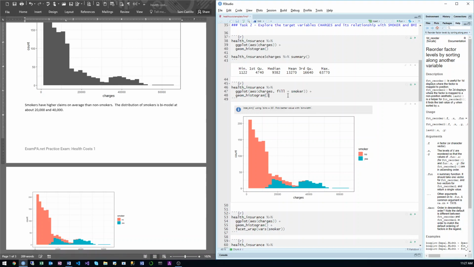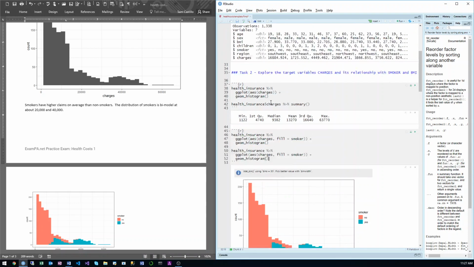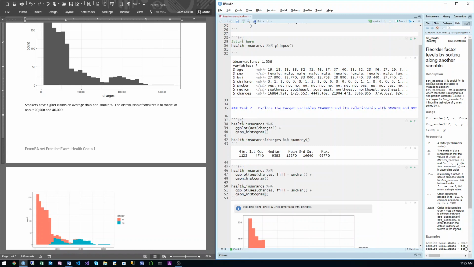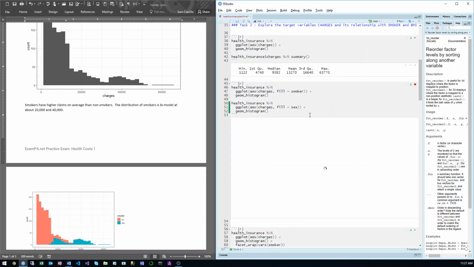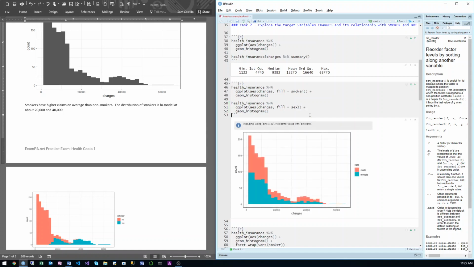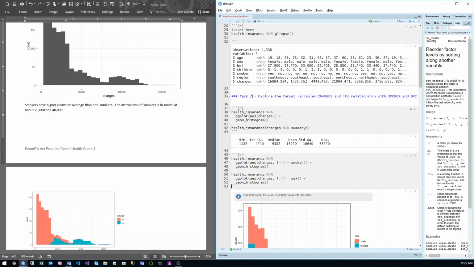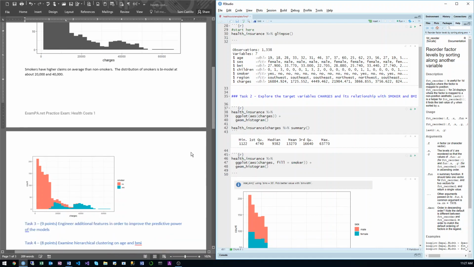I wonder why. I wonder if this is related to another variable in the data. Like we have age, sex, BMI. Maybe it's related to sex. If we do this. No, it doesn't look like this is the separating variable. That's okay. I'm just going to keep moving.